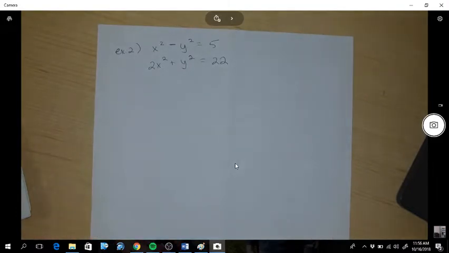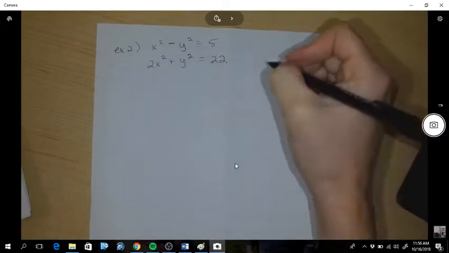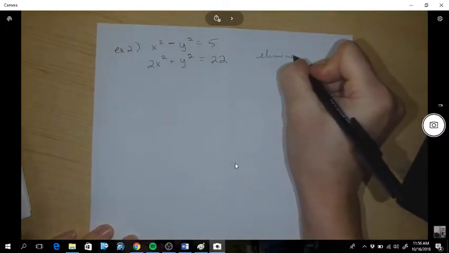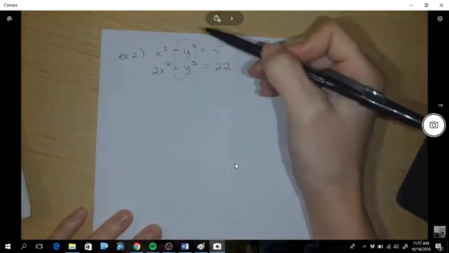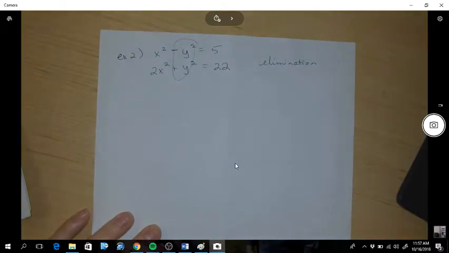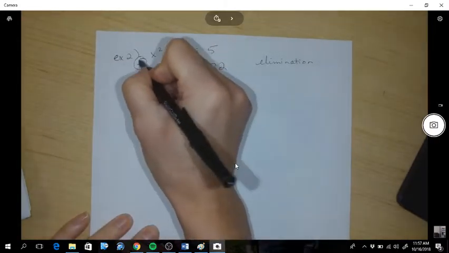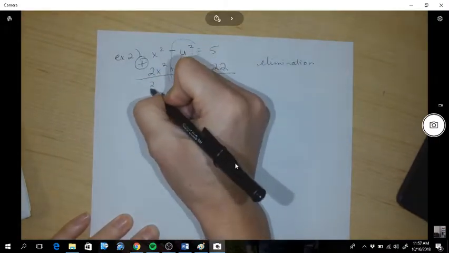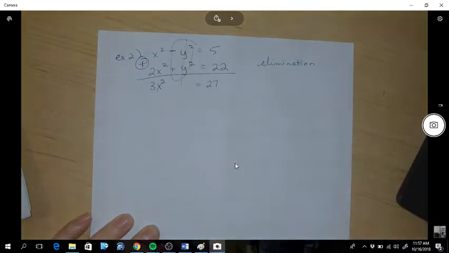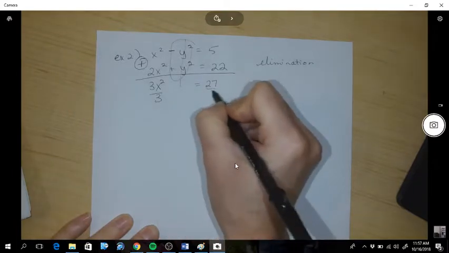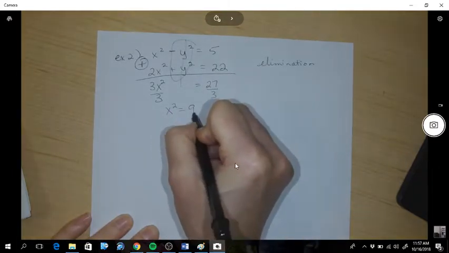Okay, so if I just give you an example, I don't say which method to pick, what would you do? So looking at this, I can see that elimination would be the easiest, and I can see that if I add the two lines together, those would disappear. So I'm going to add, and I'm going to go 3x squared, those cancel, 27. I'm going to divide by 3, x squared equals 9.